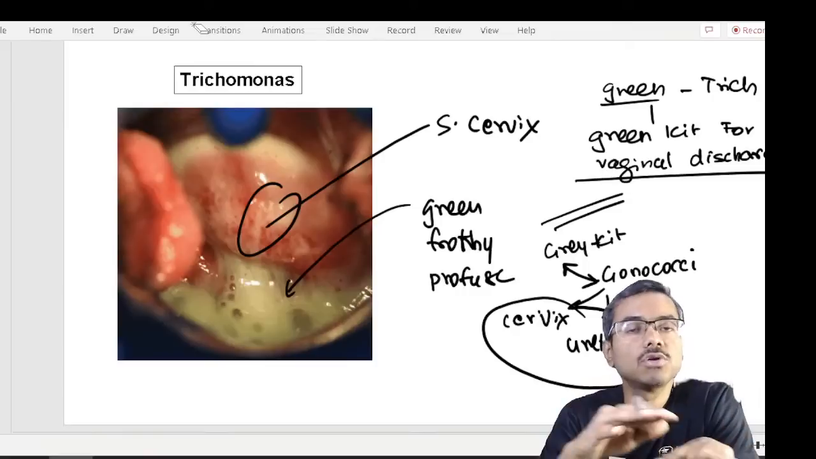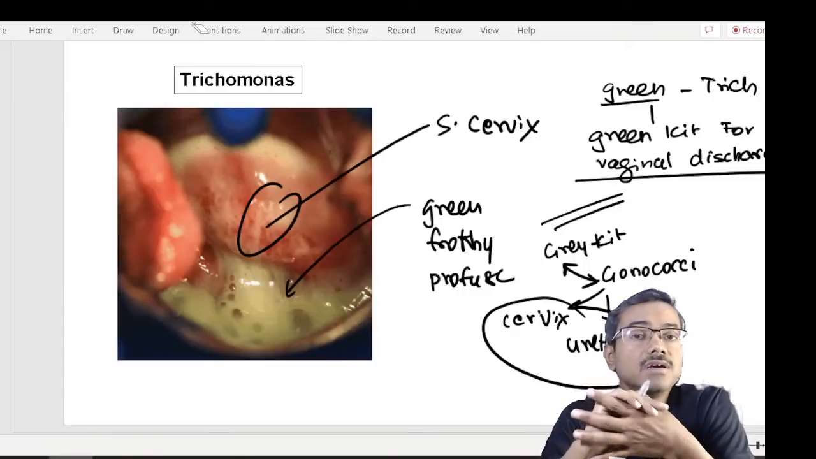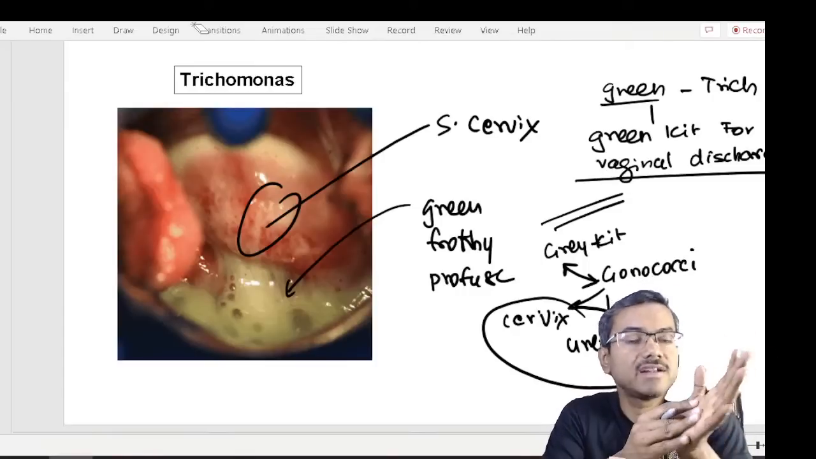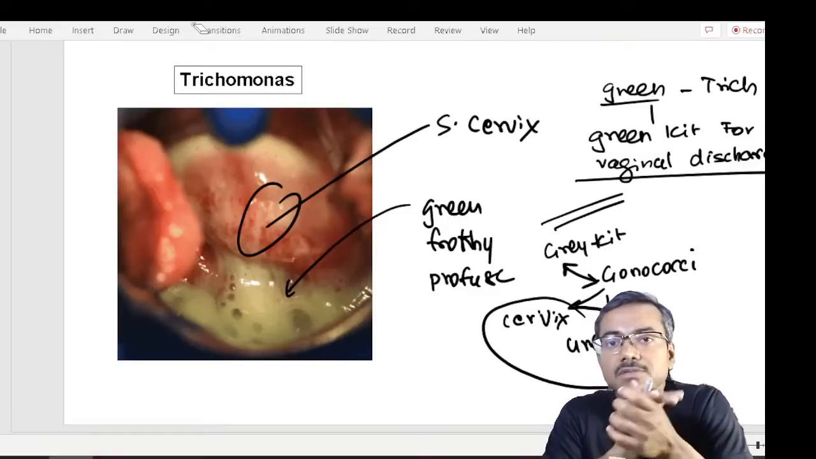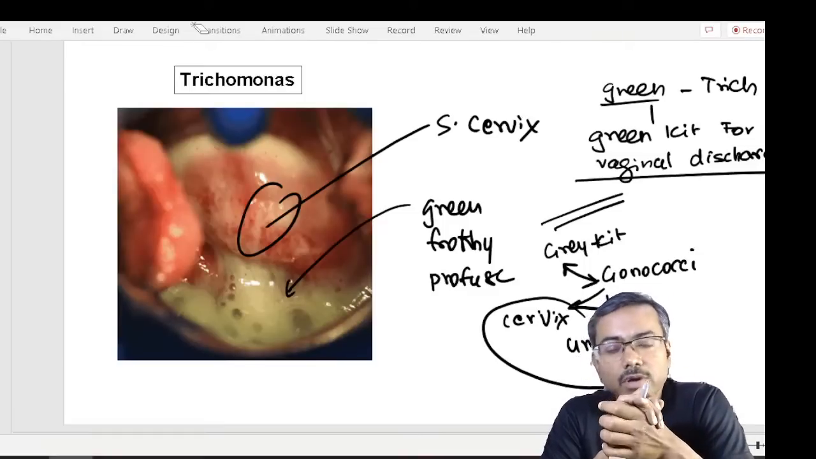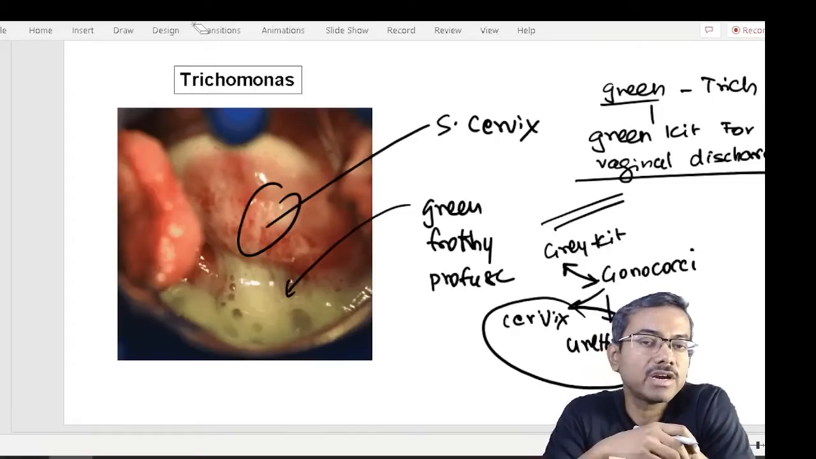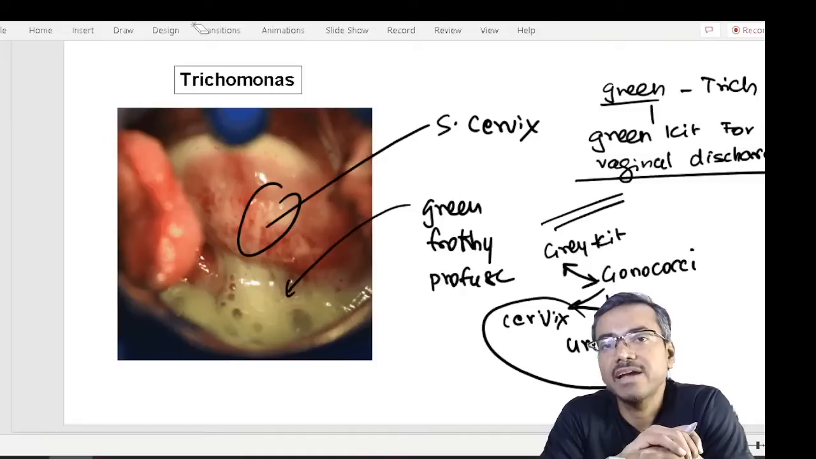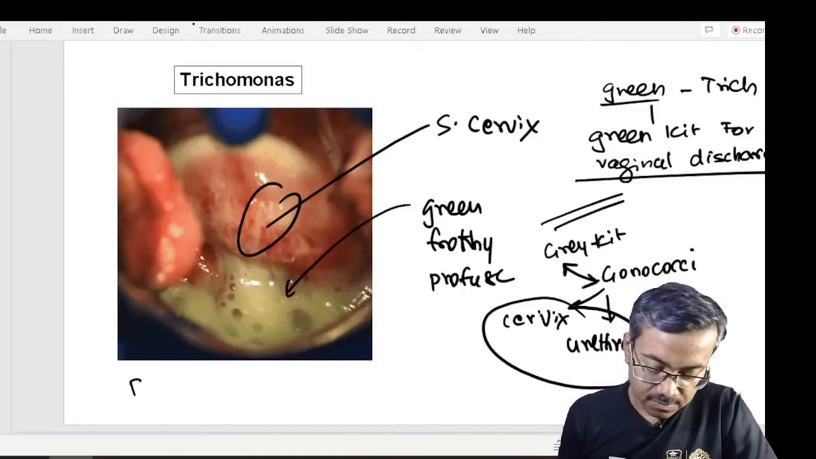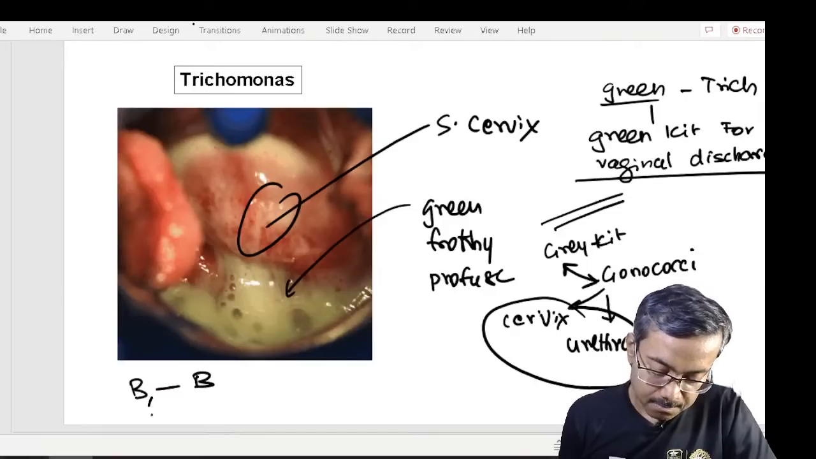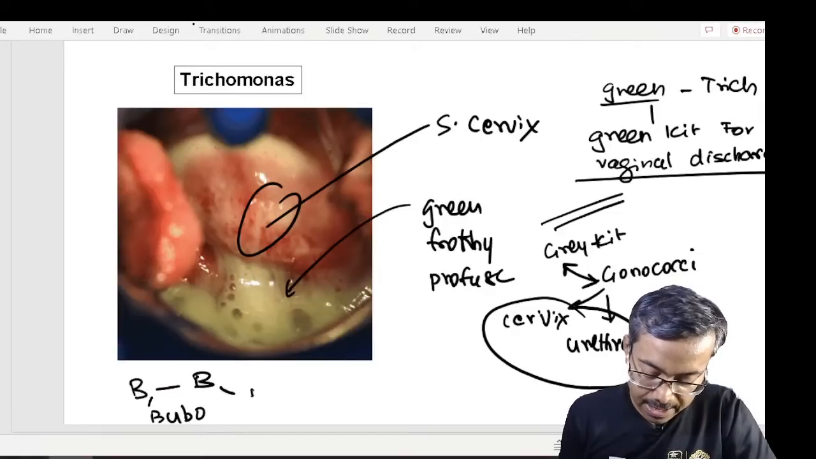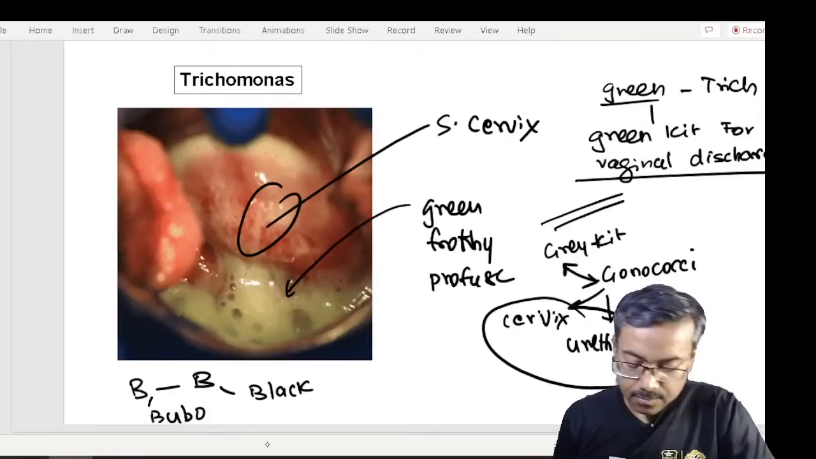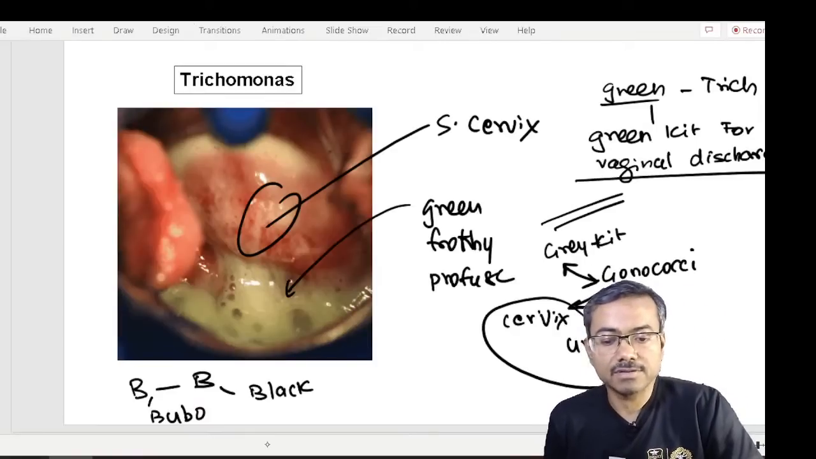So just remember gonococcus, so you know the gray kit right there. Understand what I'm trying to say? Everybody got it clearly? Gray kit, did you understand gray kit on this? Yes? Okay. And I used to remember BNB: bubo, black kit. Okay. That's how I remember this.